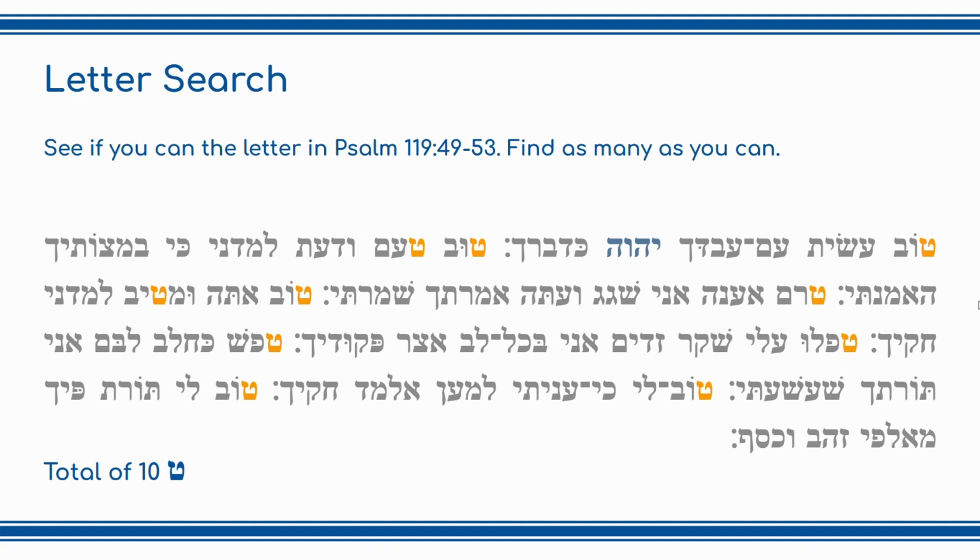So the letters in the Begadkefat club are Bet, Gimel, Dalet, and the letters in the Gutturals plus Resh club are Aleph, Hey, Chet. Okay, and what are some of the other letters that you've learned? You've learned Zayin. Let's see if Zayin's here.